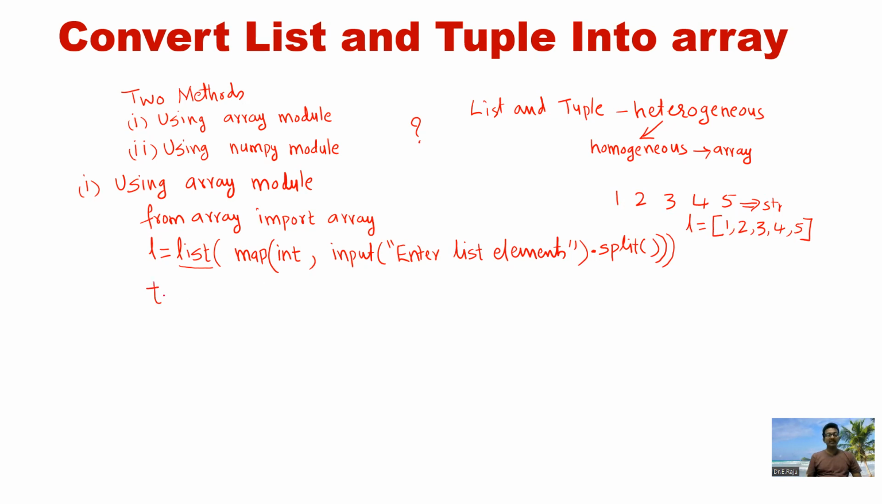Similarly, we read a tuple from the keyboard. We use the same notation. We want to convert the input into a tuple, so call the tuple method, and then map the input into integers. So say int, and call the input function. In the input, we'll say enter tuple elements.